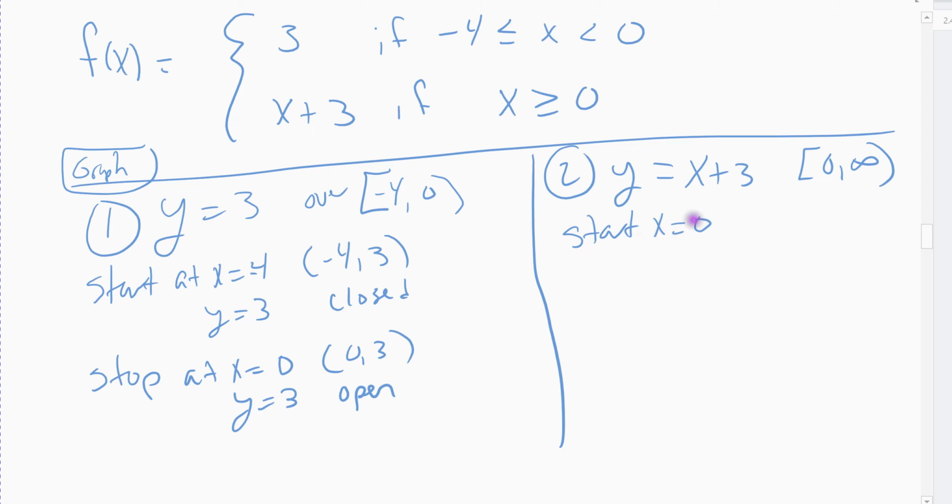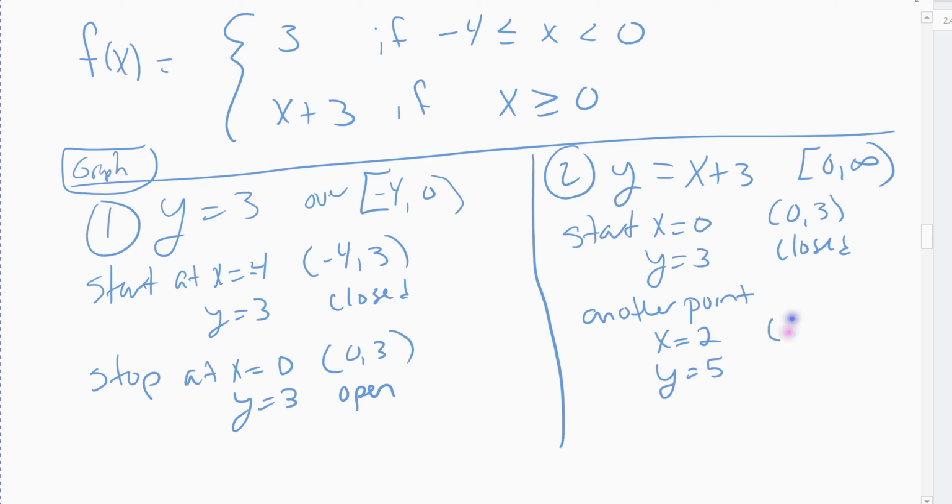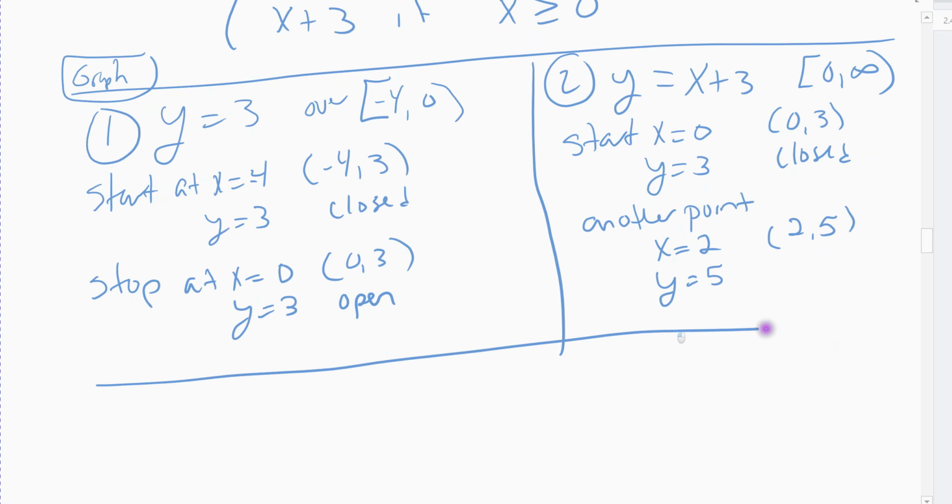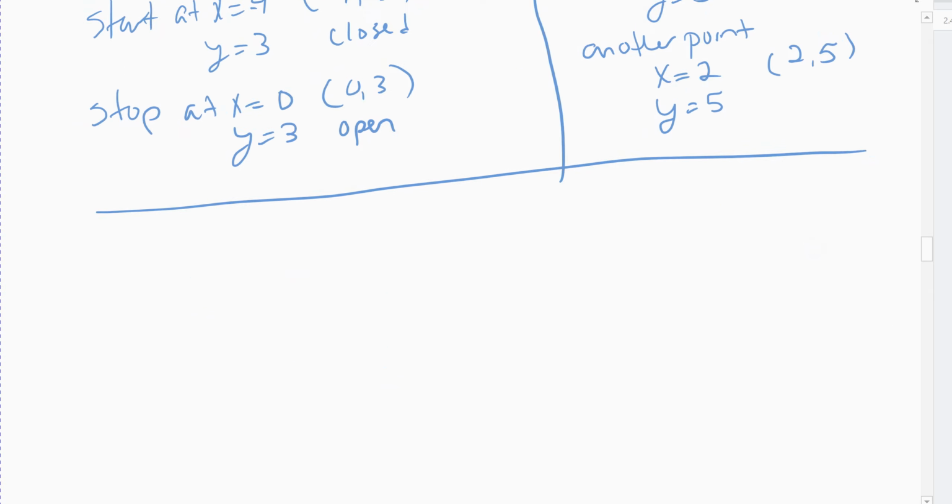That's important. I'm going to start at x equals 0. When x equals 0, y equals 3. So I start at 0, 3, and that's going to be closed. And then I don't have an ending point, but in order to graph a line, I need at least another point. You can pick any point as long as you pick a value where it exists between 0 and infinity. I'll pick x equals 2. Well, if x equals 2, y equals 5, and so 2, 5 is my second point. And it's closed as well. The line goes through it. It's going to go off forever because it's infinite. Alright, there's my information that I'm going to use to graph it.